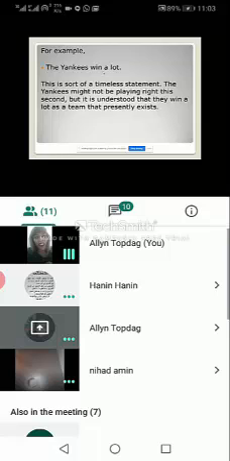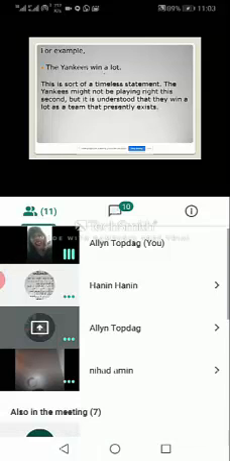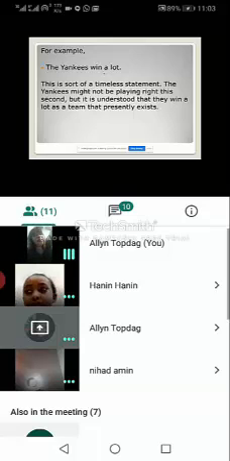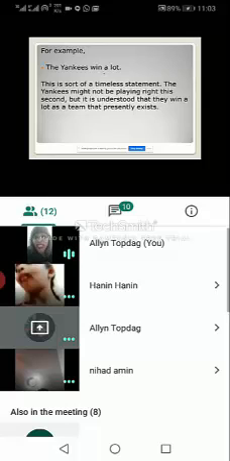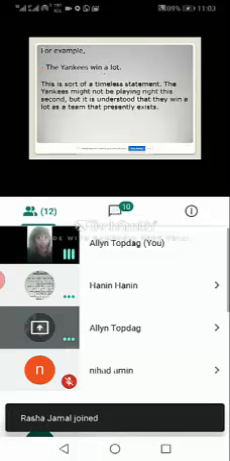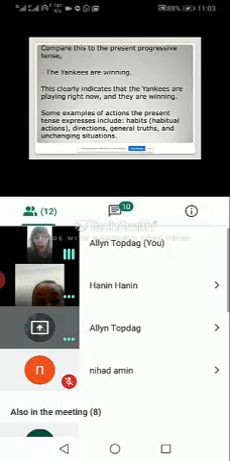So some examples of actions the present tense expresses include habit, habitual actions, directions, general truths, and an unchanging situation. Guys, do not forget, when you give or ask someone to do something, like giving instructions, do not give them the instructions in the past tense. Of course, they need to perform it right now. So you need to give it to them in the present form.